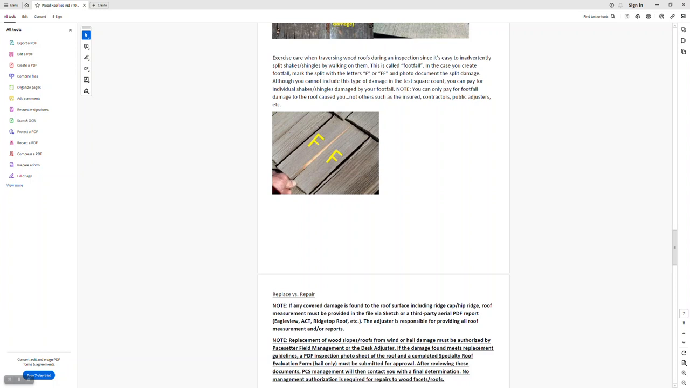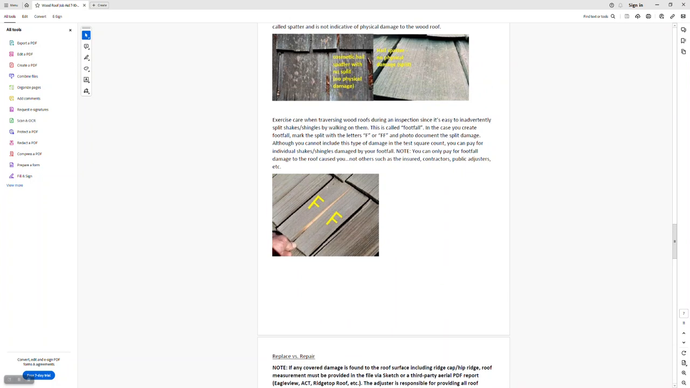Now, let me clear something up. Let's go back. Typically, you cannot include this in your test squares. So let's say your threshold is 12 and you have 9 hail splits that are good hail splits, and you've got 3 footfalls. That does not mean you can include those footfalls and kick you up to your threshold and buy those directional slopes.